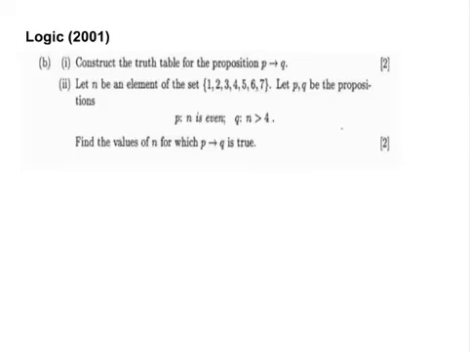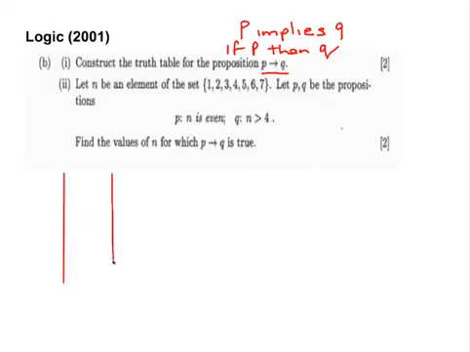The first thing we're going to do here is construct the truth table for the proposition P implies Q. So this down here is P implies Q, or if P then Q. What we have to do there is construct the truth table for that. Straightforward enough, usual truth table construction.